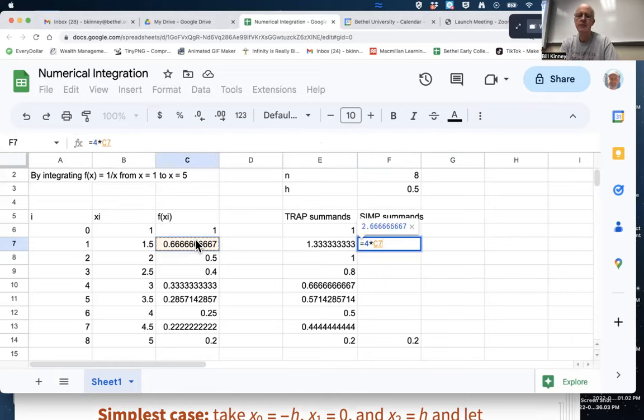So I'm typing equals 4C7 there. For the function value at the first node, I will also copy and paste that to the function value at the 3rd node, at the 5th node, and at the 7th node.